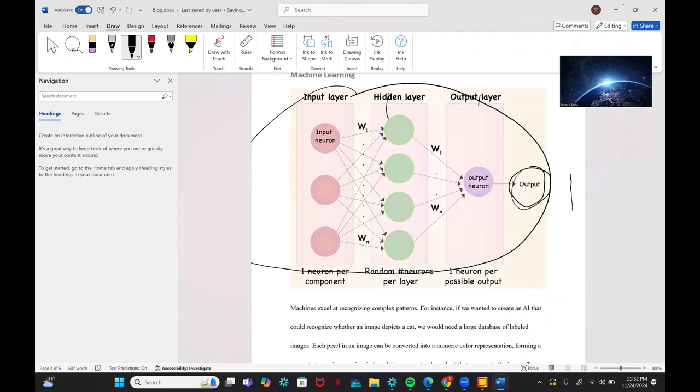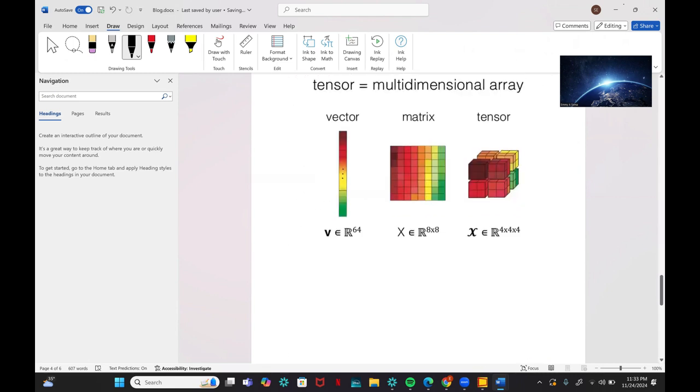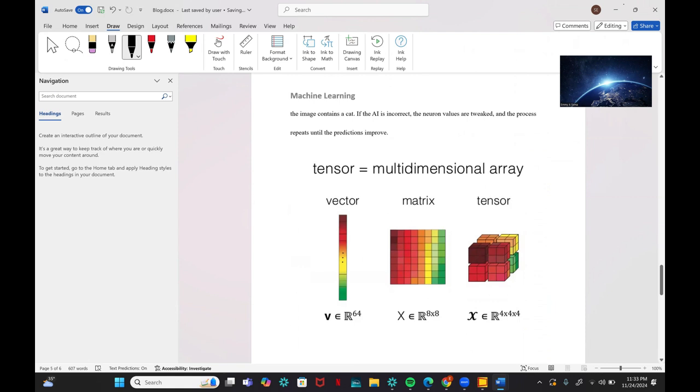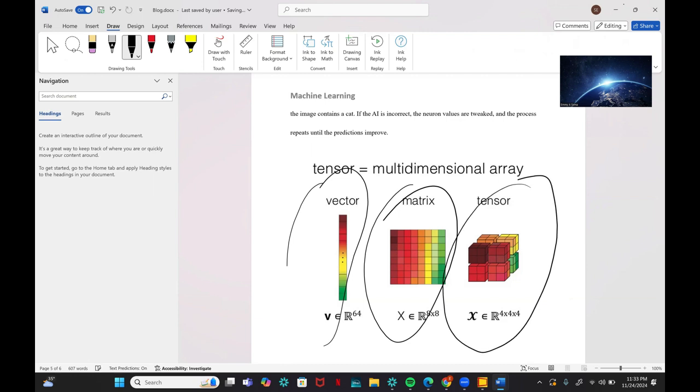The output layer sends out the prediction, or the number that you're trying to predict. And then here you have your tensor. The tensor is what you pass into your neural network. So there's a vector, like the smallest form of a tensor, and then you have a matrix, and then you have the tensor itself. Mind you, I said an array before. A vector and an array are the same thing.